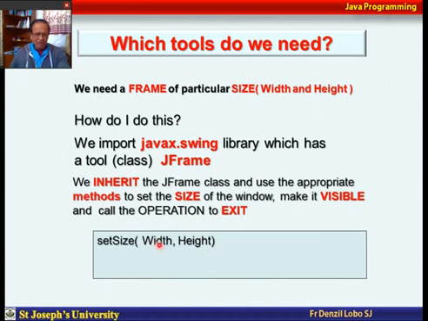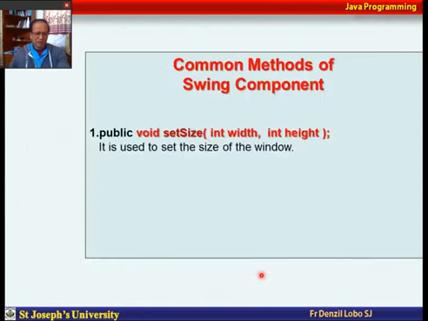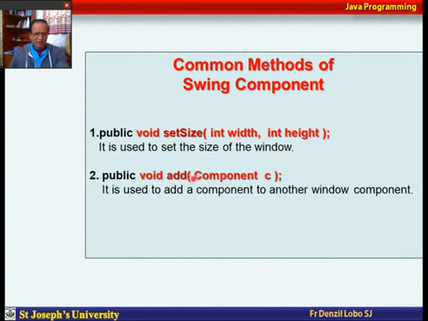Set size, where I give the width and the height. Set visible, say true. And then default close operation, this method is used to exit from the program. Let us see what it is in concrete. So these are the common methods of Swing components which we are going to use immediately in this program. Set size, again we give width and height.